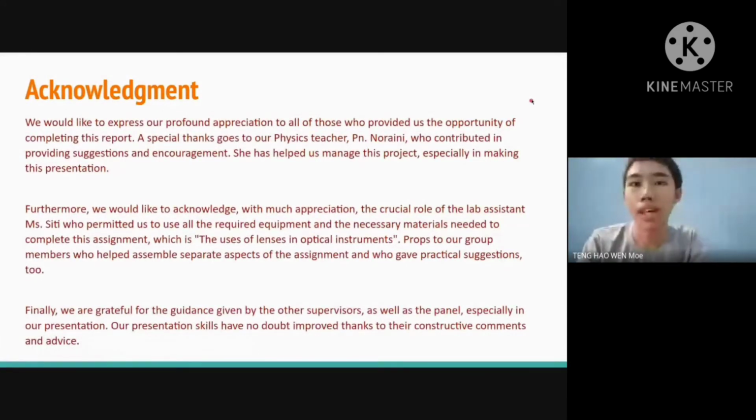We would like to express our profound appreciation to all of those who provided us the opportunity of completing this report. A special thanks goes to our physics teacher, Juan Norani, who contributed in providing suggestions and encouragement. He has helped us manage this project, especially in making this presentation.